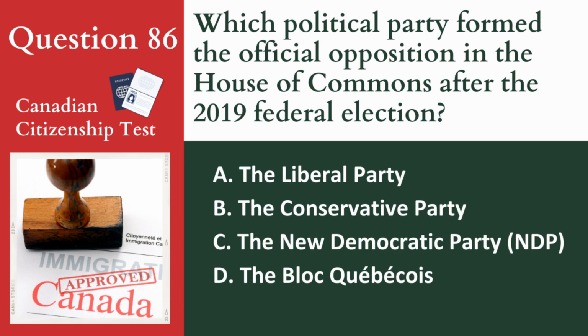Question 86. Which political party formed the official opposition in the House of Commons after the 2019 federal election? A. The Liberal Party. B. The Conservative Party. C. The New Democratic Party, NDP. D. The Bloc Québécois.